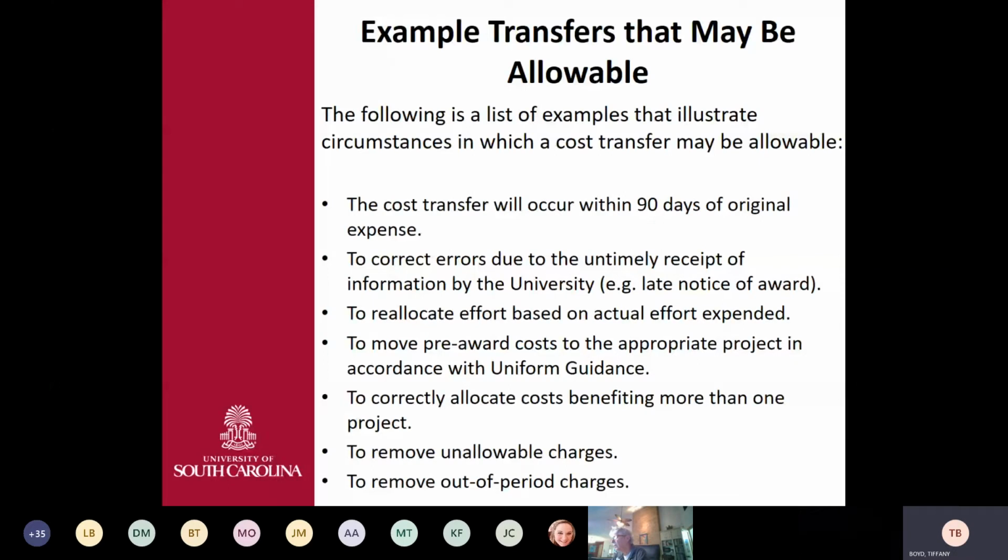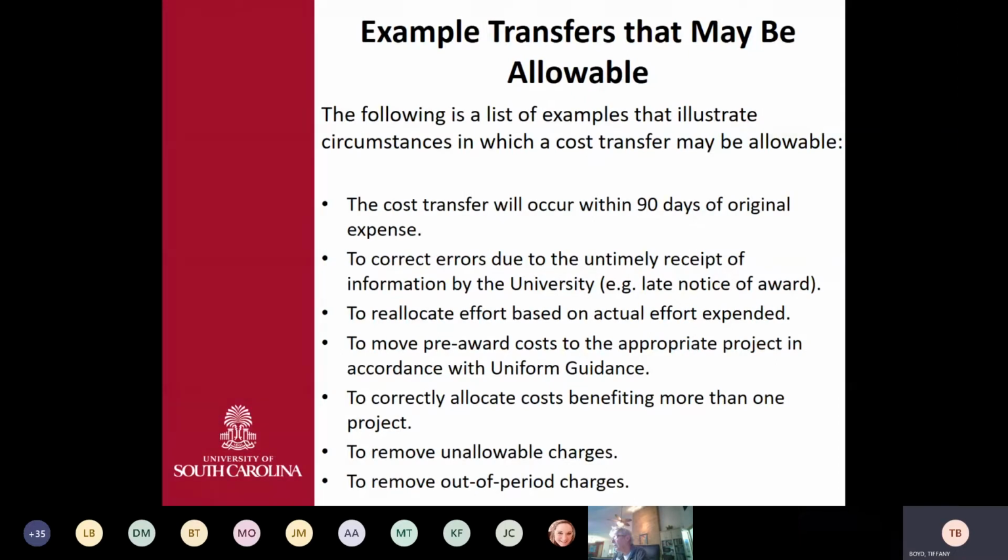If you need to correct due to untimely receipt of information by the university, so you got a late notice of award, that's another example of a cost transfer that may be allowable. If you need to reallocate effort based on actual effort expended, again, as long as we're keeping that 90 days and we're catching it timely, because sponsors expect us to have internal controls sufficient enough to catch things like that, that is another example of a cost transfer that may be allowable.